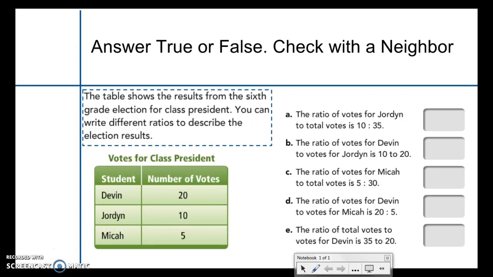When you think you've got all the answers down, I want you to push play and see if you guys got it right. Okay, so pause the video for just a minute and see if you guys can figure it out.